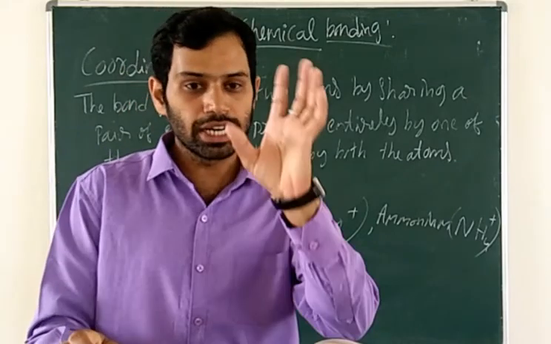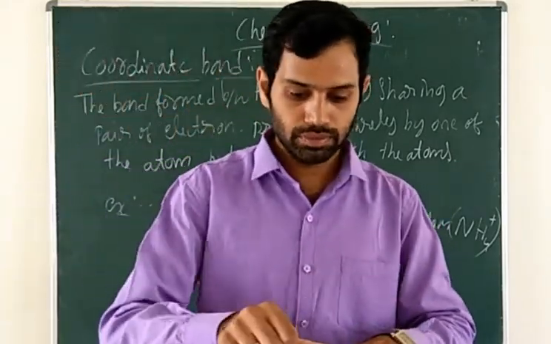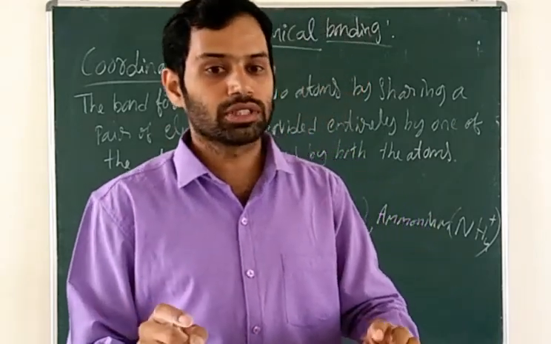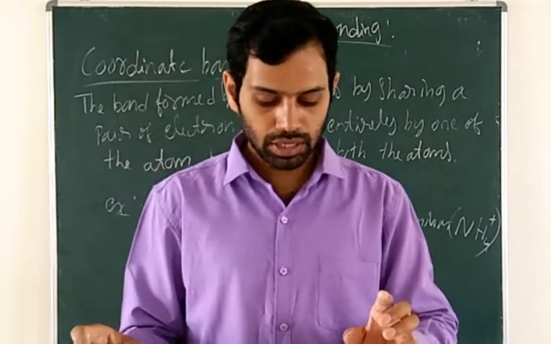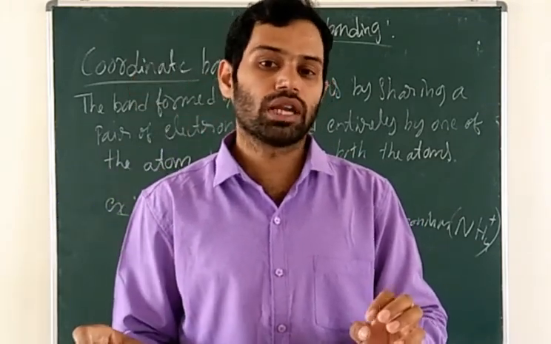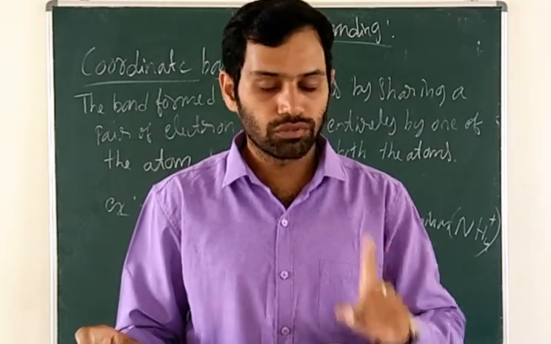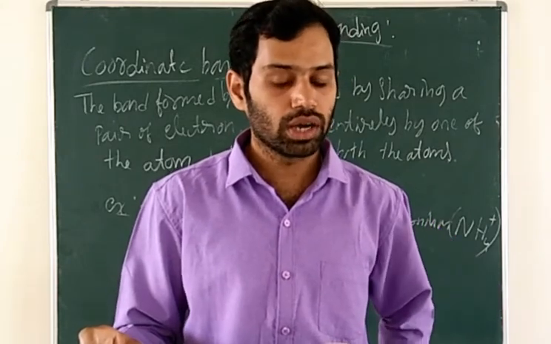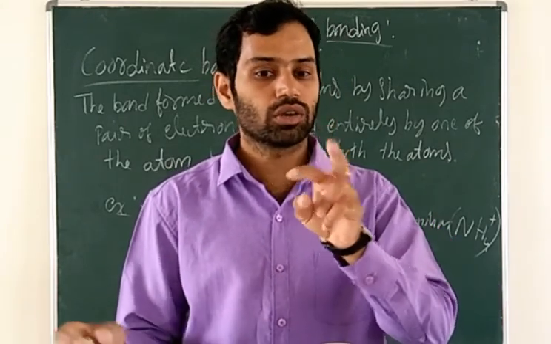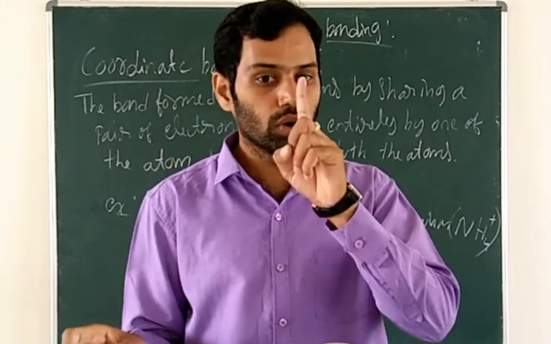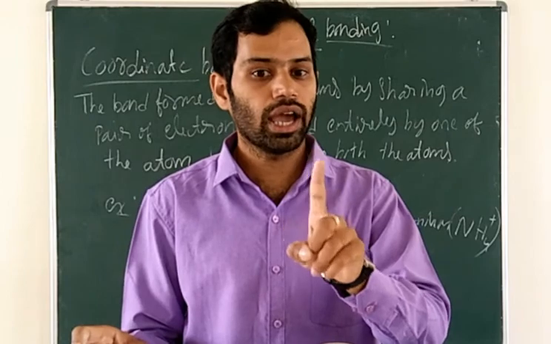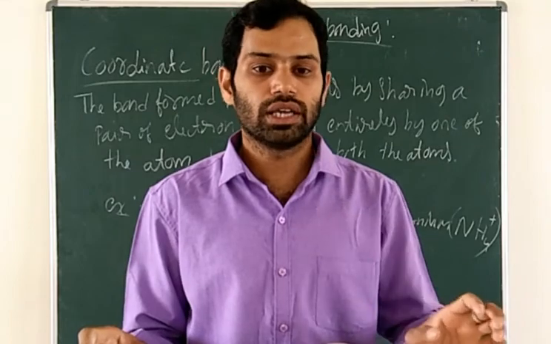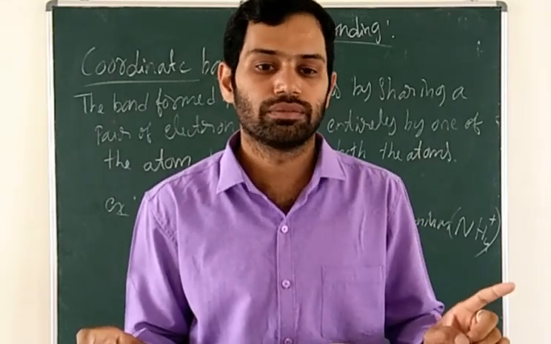Next, some conditions are there for the formation of coordinate bond. The first condition: one of the two atoms must have at least one lone pair of electrons. So two atoms are going to form the coordinate bond, isn't it? One of the two atoms should have at least one lone pair of electrons.